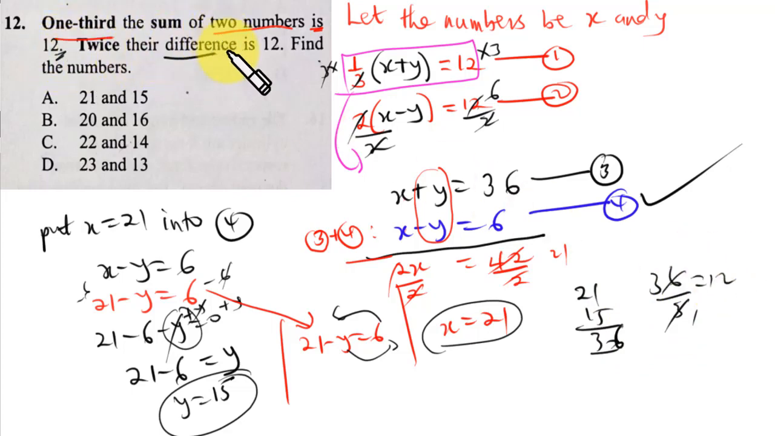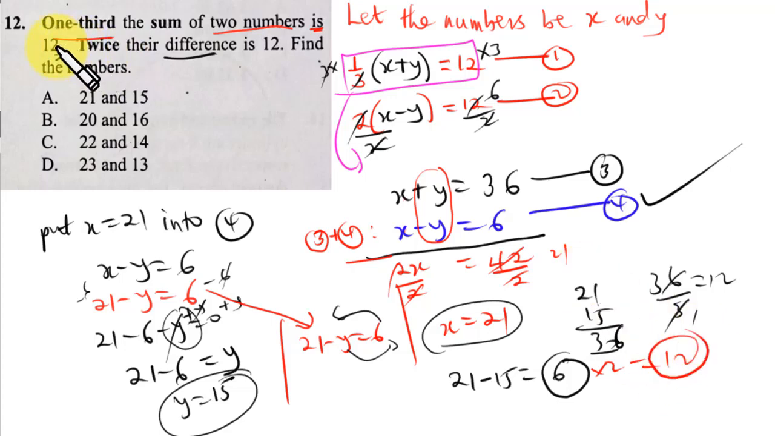And it says twice their difference. Difference of 21 and 15 is 21 minus 15. And what is the difference here? The difference here is 6, and it says twice. Twice 6 means 6 times 2, and that is 12. And of course, we still have the 12. So the correct option is option A, that is 21 and 15.